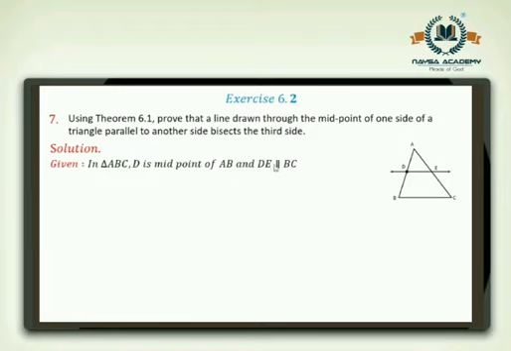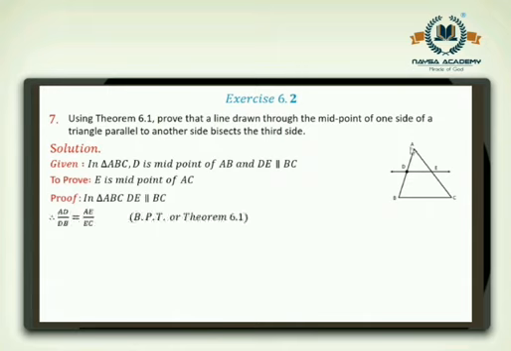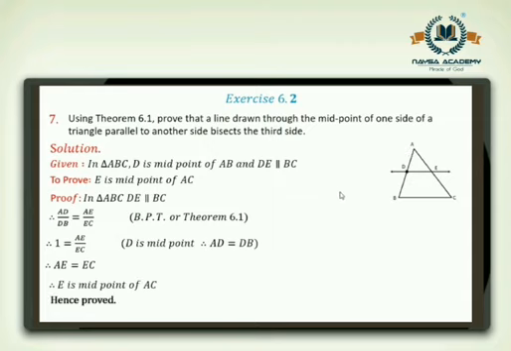As DE is parallel to BC, we can say that AD upon DB equal to AE upon EC, right? Now as D is midpoint of AB, I have AD upon DB equal to 1. So I will say that 1 equal to AE upon EC. That gives me AE equal to EC. Now as AE equal to EC, E is the midpoint of AC. Hence we have proved that when we draw a line parallel to one side from midpoint of a side, then it bisects the other side also.